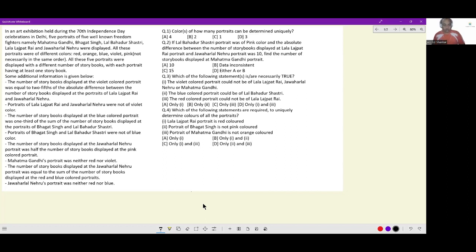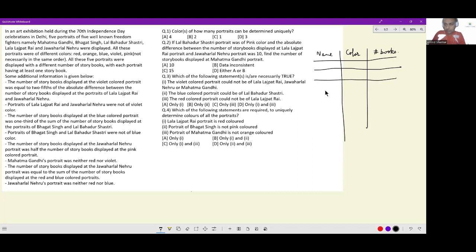So the standard response to this would be, we will create a table. There are 3 parameters given. The 3 parameters being name, color, and number of books. And you create a table like this, and you start working. 5 people, 5 columns, extra space at the bottom.